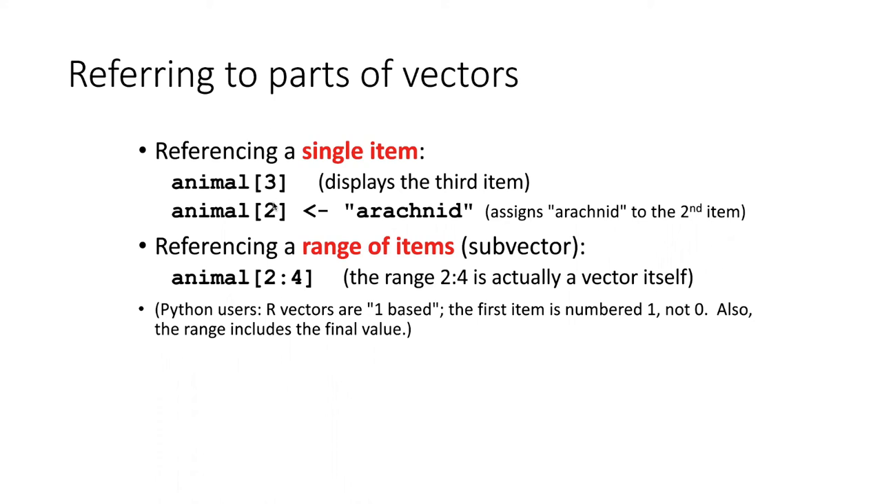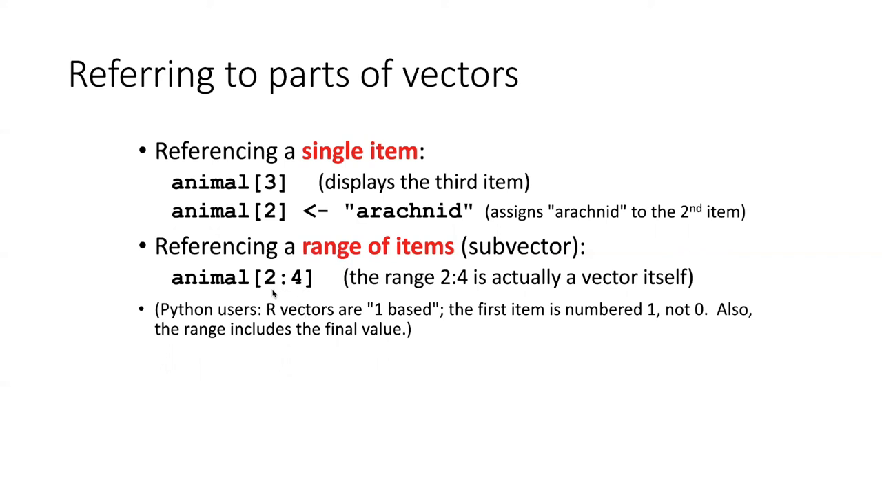I can also use this indexing to assign a value to a particular item. So in this case, if I want to change the value of the second item in the vector to arachnid, I just use the assign operator like I did before, but specify what the item is that I want to put that value into.